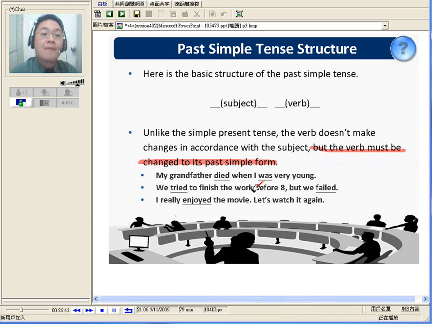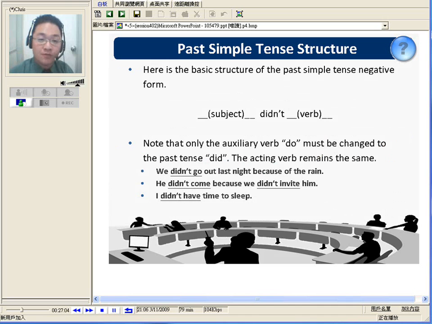So remember, in the past simple tense, you just have to keep one thing in mind. The verb must be changed to the past tense form. Very easy. It doesn't matter what the subject is. If it's the past tense, the verb must be in past tense. That's it. One rule.